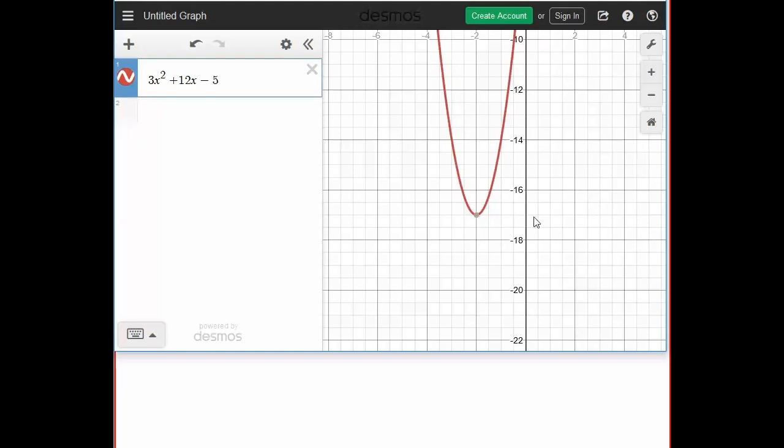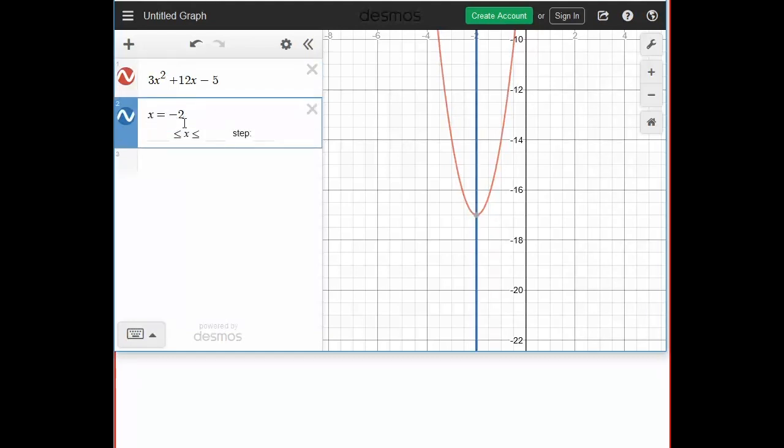Look at the connection between the vertex and the axis of symmetry. X equals negative 2. I've created that vertical line through here. So we can see that it goes right through, but also notice that the x coordinate of your vertex will always match the axis of symmetry. That's a huge connection that you can make, because it's got to happen. The vertex is in the center, and the axis of symmetry is always in the center of your parabola.